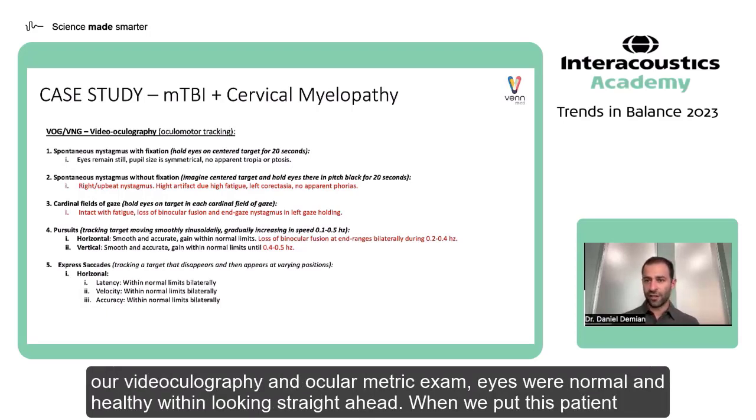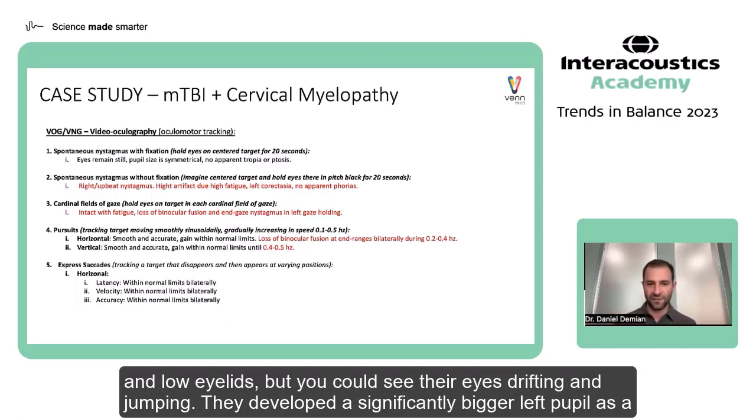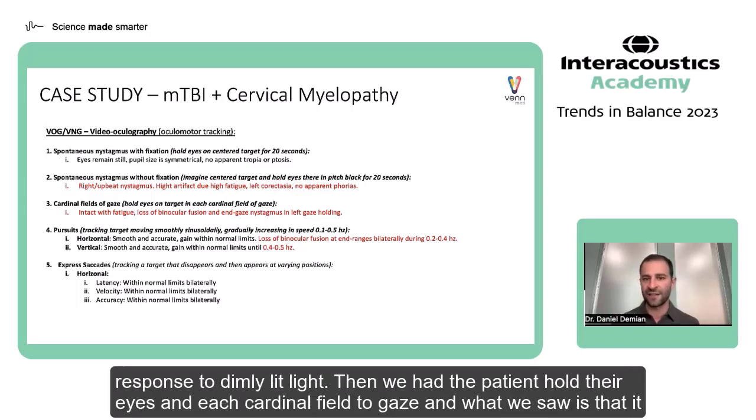We did our video oculography and oculometric exam. Eyes were normal and healthy looking straight ahead. When we put this patient in the dark without fixation, they developed a right upbeat nystagmus, although there was a high artifact due to fatigue and low eyelids, but you could see the eyes drifting and jumping. They developed a significantly bigger left pupil as a response to dimly lit light.